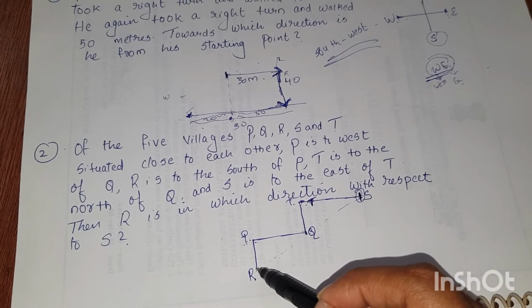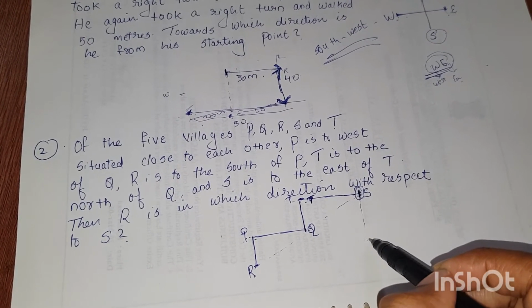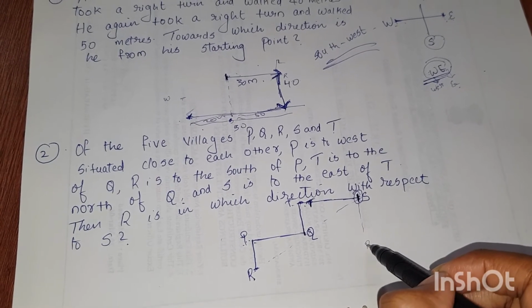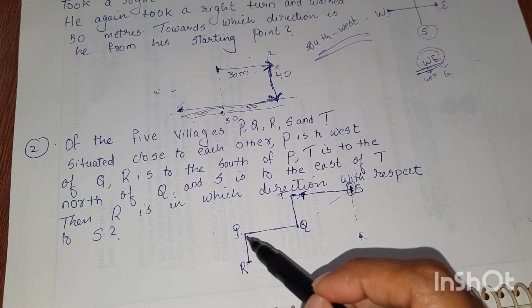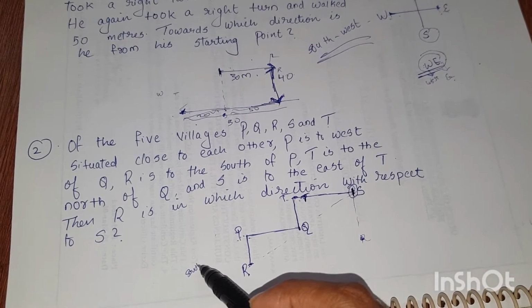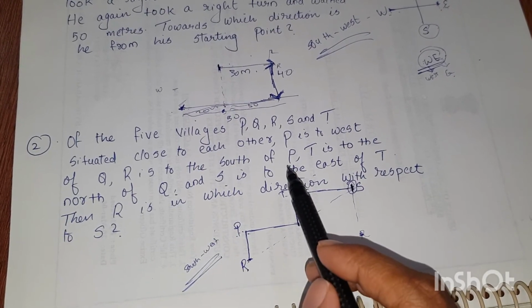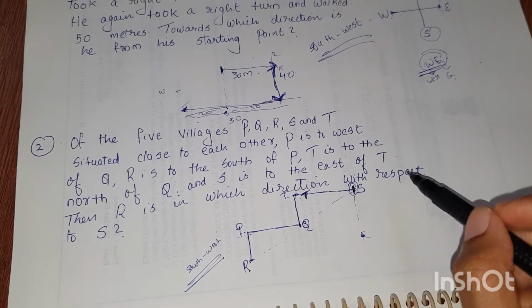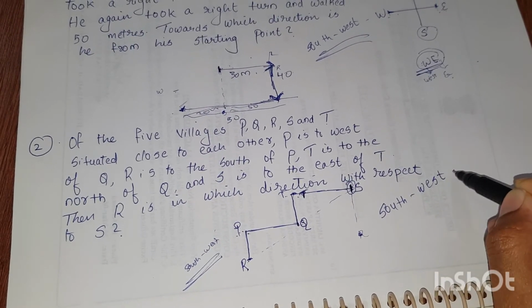Which direction is R? It is definitely in the south, but not the exact south. If R were situated here, we could say that it is in the exact south direction, but it is not. It is definitely south and is inclined to west also, right? So it is in which direction? Southwest direction. So R is in the southwest direction with respect to S.